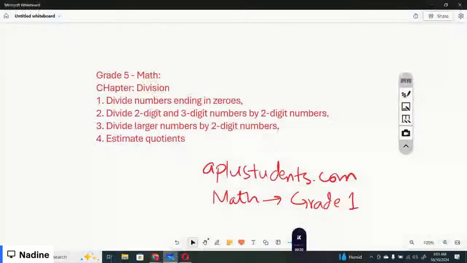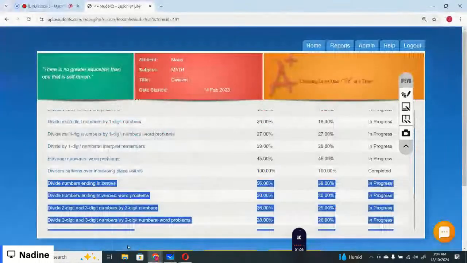Okay, so we'll cover the chapter division. The lessons to cover today are divide numbers ending in zeros, divide 2-digit and 3-digit numbers by 2-digit numbers, and divide larger numbers by 2-digit numbers and estimate quotients. So please make sure you have your notebook and pencil so that you can note down the important examples.